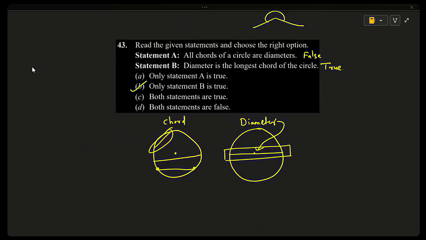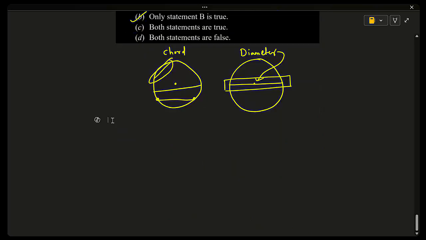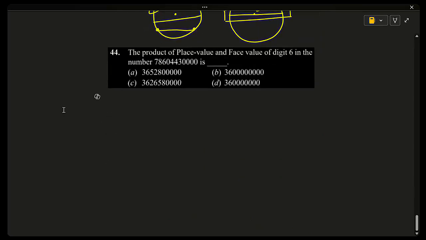44. The product of place value and face value of digit 6 in the number. So 6 is here. We want the product of place value and face value.